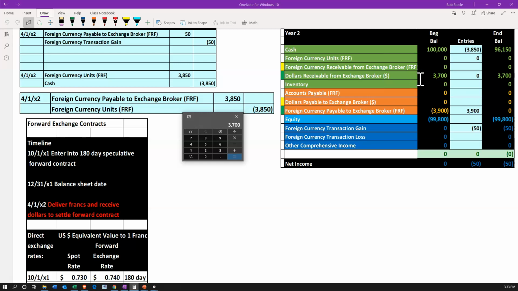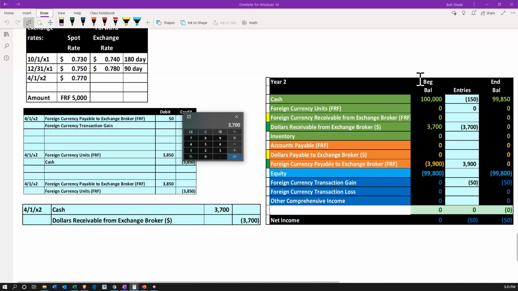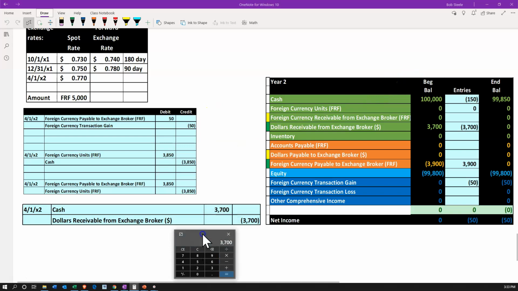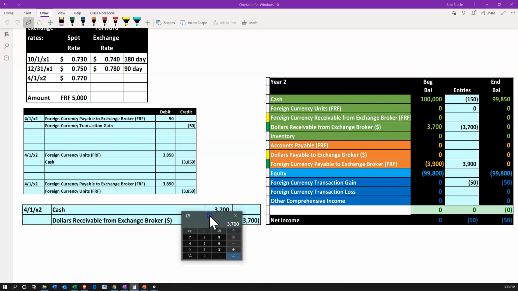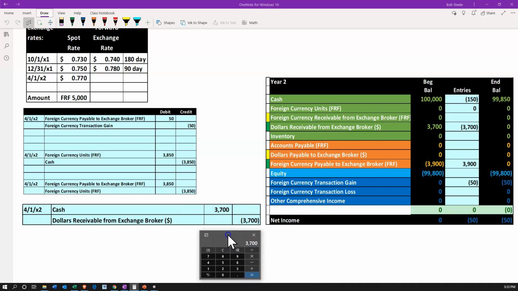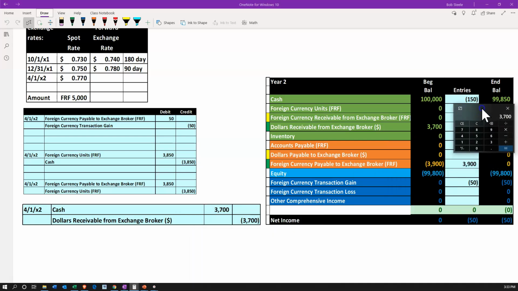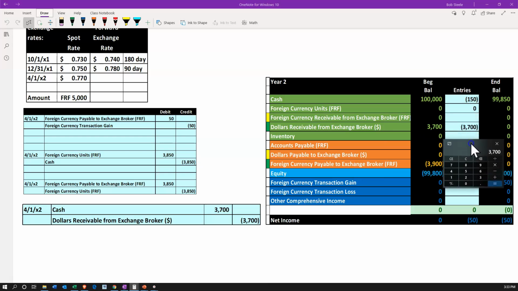So from an accounting standpoint, that side's going to be nice and easy. We don't have to do anything to it. We haven't had to adjust it. And now we're just going to say that as of the end of the time period, the exchange broker will pay us those dollars. Therefore, we're going to get cash, 3,700, and the dollars receivable will then go down. So the cash is now included up top, and then the dollars receivable has gone down here, down to zero.